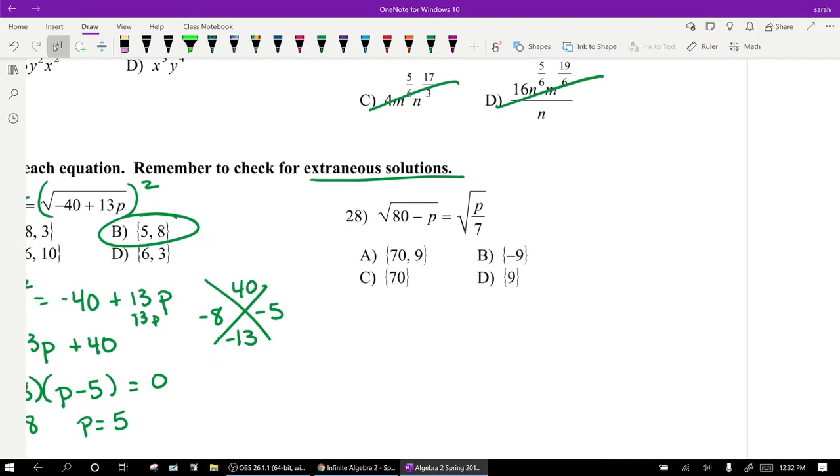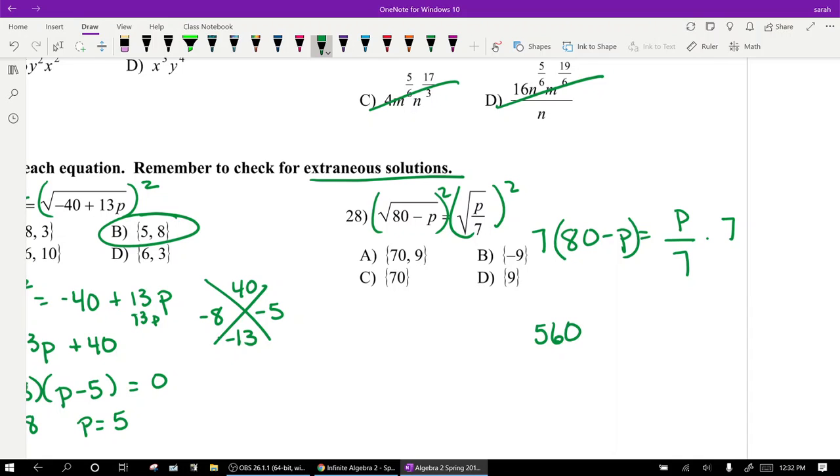All right, same thing on the next one. We're going to take the square of both sides. That will leave me with 80 minus p equals p over 7. So I'm going to multiply both sides by 7. 7 times 8 is 560 minus p equals p. So we're going to add p and p. So I have 560 equals 2p. Hold on, what did I do wrong on that? What am I doing wrong? Let's see.